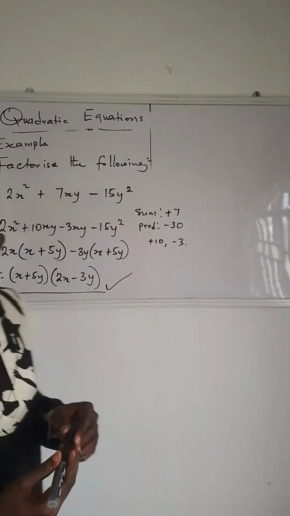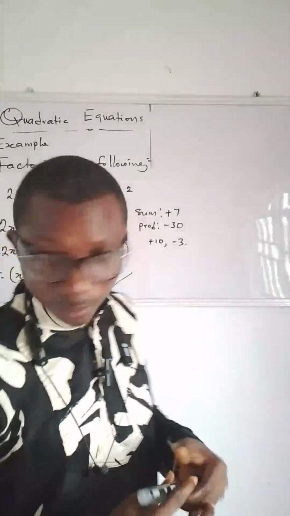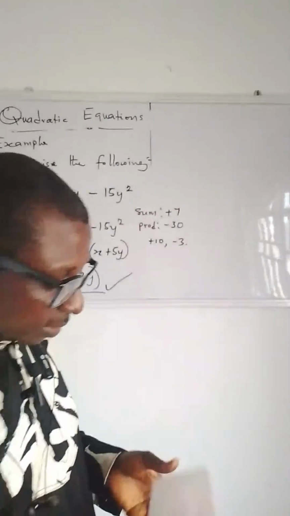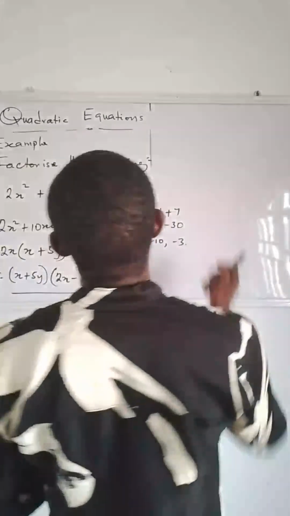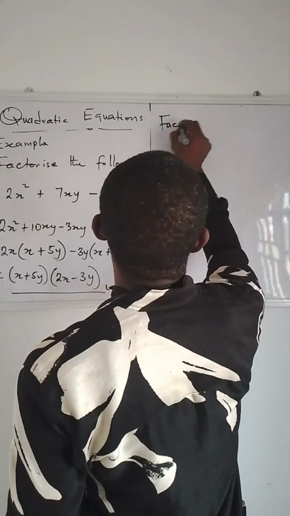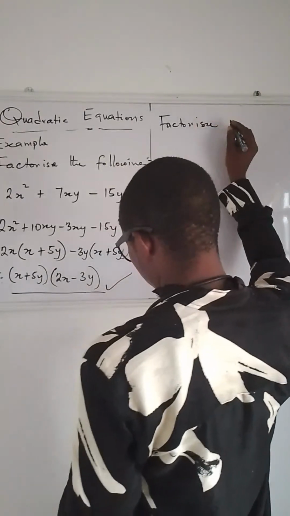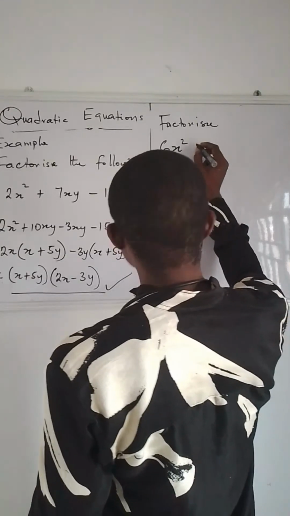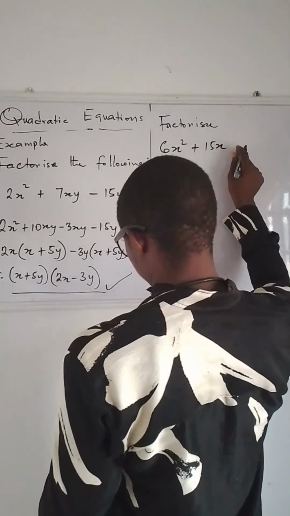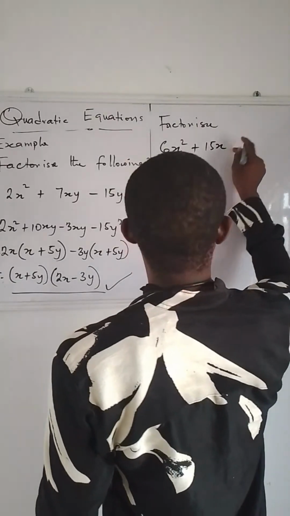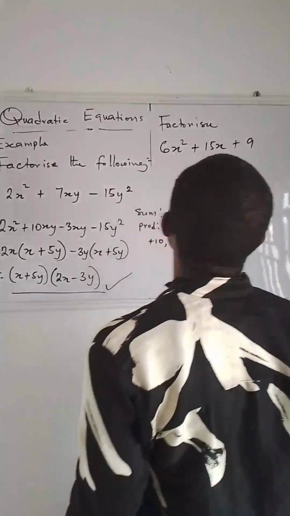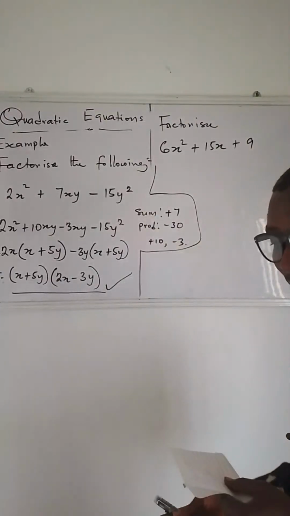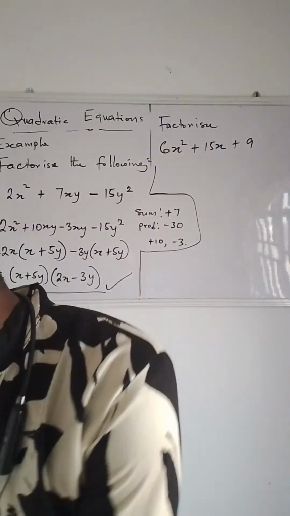All right, I want to believe we've learned one or two things. So I'm going to give you one of your own to quickly try, and you drop your answer in the comment section. Now, factorize 6x squared plus 15x plus 9. Let me see your answer. I want to see the person or the group of people that is going to get the correct answer.